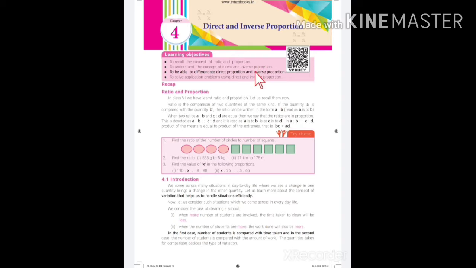If the quantity A is compared with the quantity B, the ratio can be written in the form A is to B. If one of the quantities is A and another quantity is B, then we will write that in a ratio form, that is A is to B. Let me show one situation.